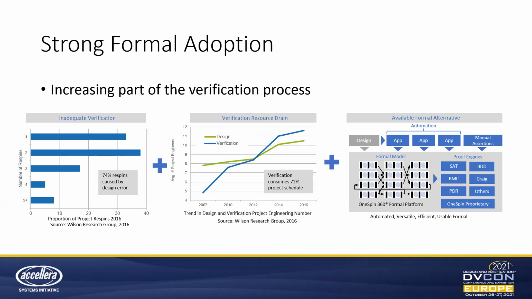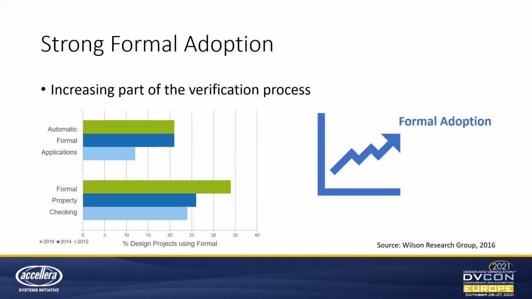And this strong adoption is also because formal has become more and more automated in the past years. As we see, the number of projects using formal is increasing, and it is not only formal property checking, which is user-written assertions, but also the automated formal applications. The usage of automated formal checks is increasing over projects, and this is a good trend that formal is working together with simulation, and it's important to make the verification process more efficient.